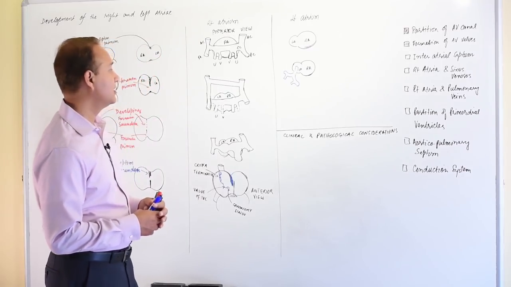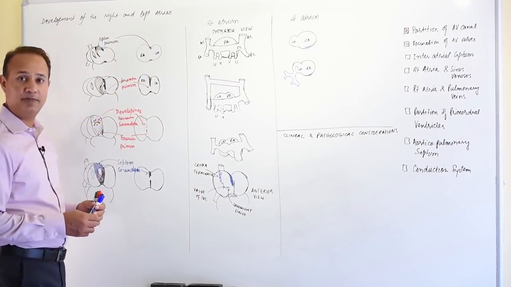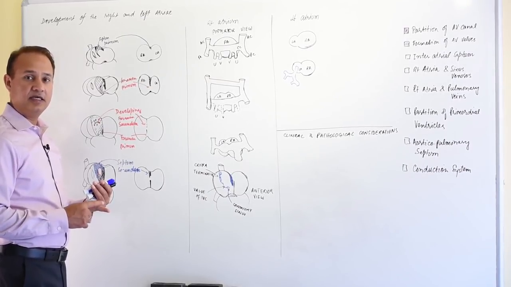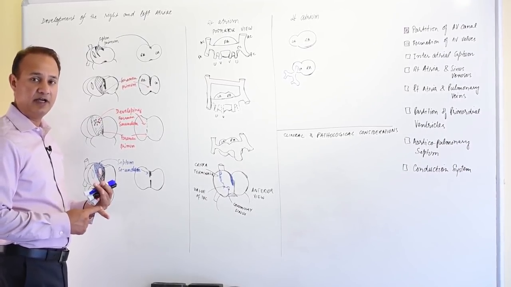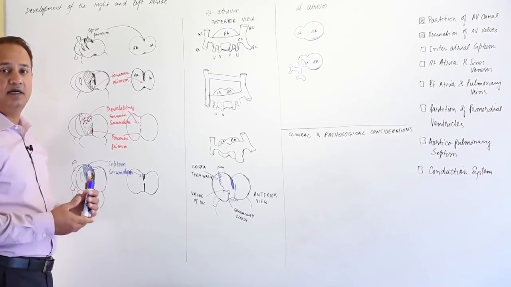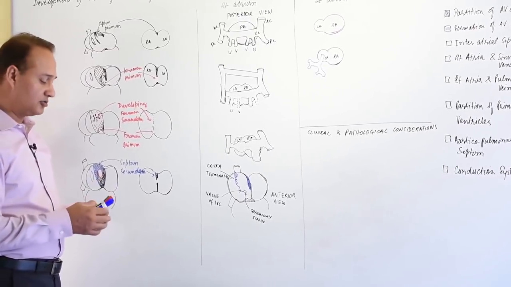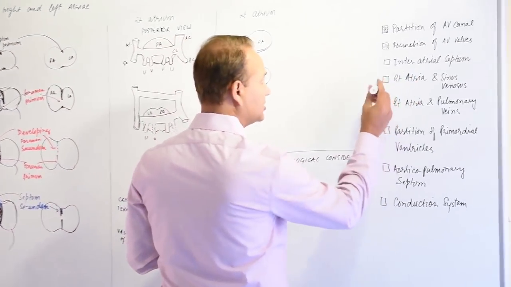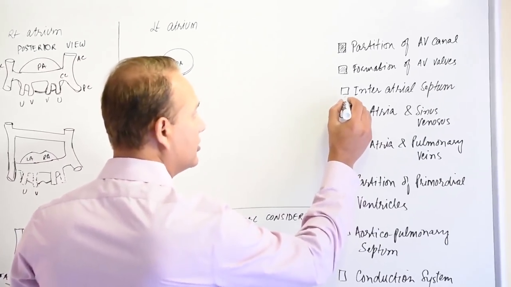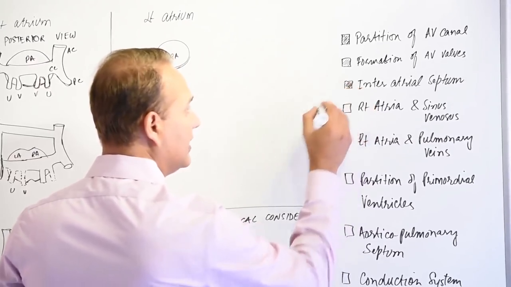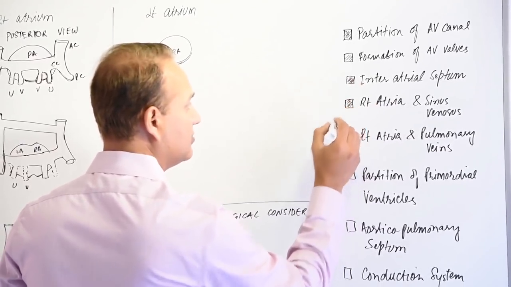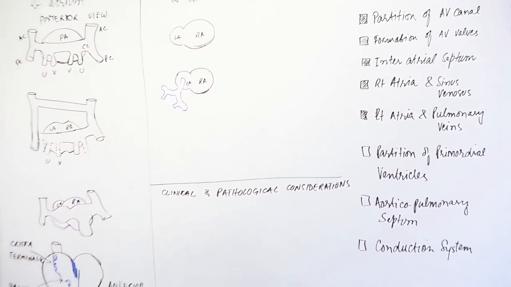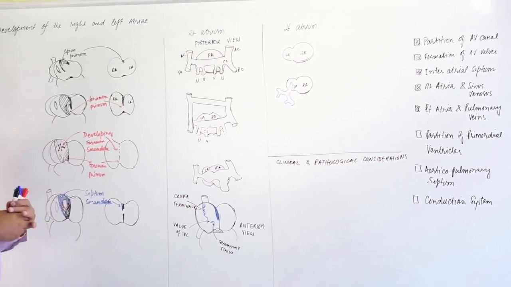The lecture today is about the atrial development, which includes interatrial septal development, right atrial development, left atrial development, and pathologies or clinical considerations. So here, if you see, we've already done the partitions of the AV canal. Now we are doing the interatrial septum, right atrial and sinus venosus, and left atrium and pulmonary veins. So that is what we are teaching today.